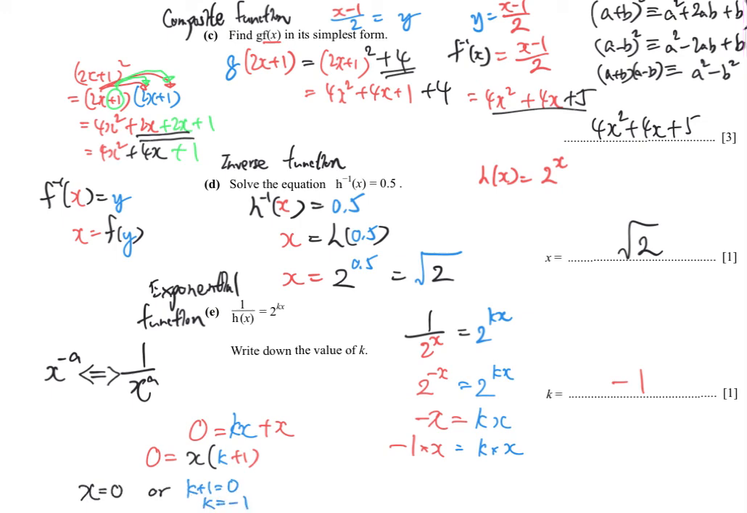So actually, for this equation, you should have two results. One result is x equal to 0, and then k is equal to -1. But here x can't be 0, I think, because when x is 0, then k will be anything. So here I will just write k is equal to -1. So this is the end.